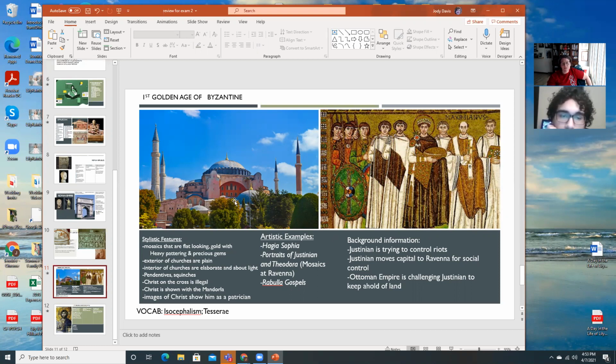The interior of the church is highly decorated, but the exterior of the church is very plain. They kind of just want to save the experience for inside. Hagia Sophia, I would say, was the most decorative of the exteriors in the first golden age, and that simply has to do with shape. There's lots and lots of circular elements.